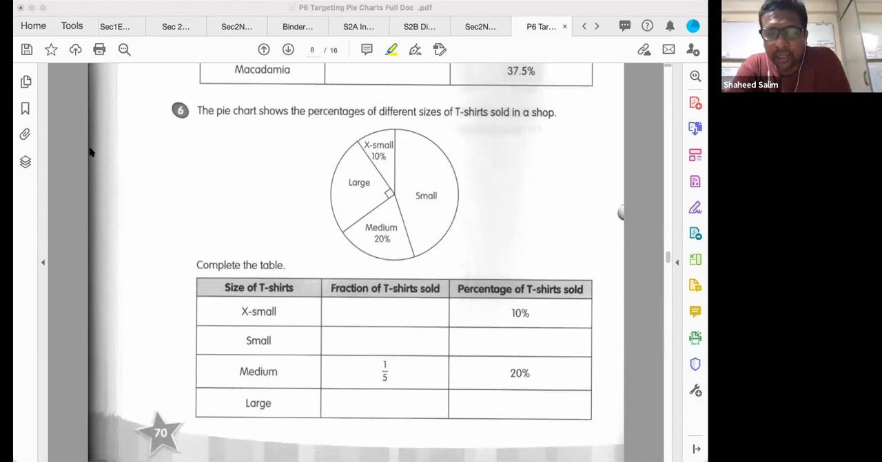For large, you should know. Once I give you 90 degrees, you know already. How to change from here to here? Just divide by 100. 10%, you do over 100, you get the fraction here. 70 by 100, you get the fraction. Come on, you must be able to do this.